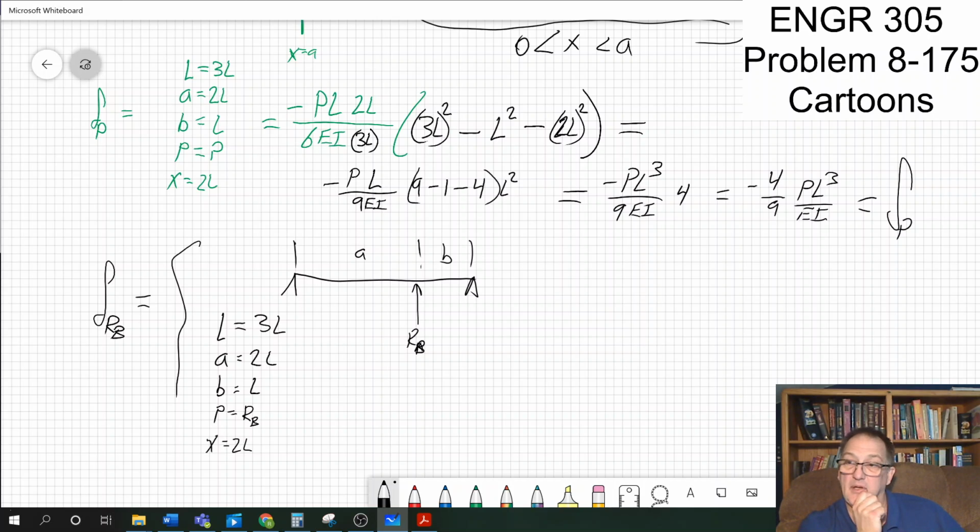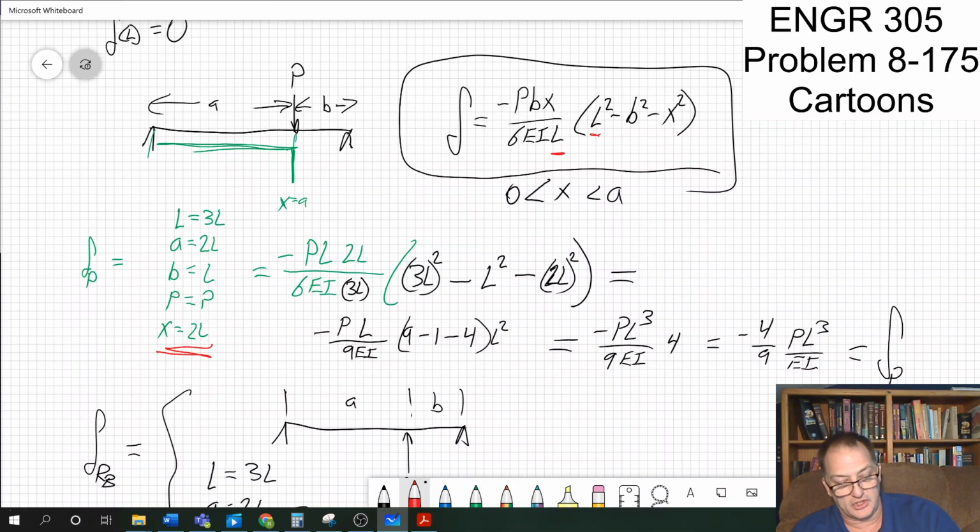I got to think about this. I'm going to pause it while I concentrate. Okay, what's got me bothered is X is equal to 2L, which is actually right for this situation. I'm looking at the deflection where I'm applying the load in this case. But here's the problem. I'm not looking at the load here. When I look at this situation, I'm actually worried about the deflection here. X is equal to L. And so I screwed that one up.